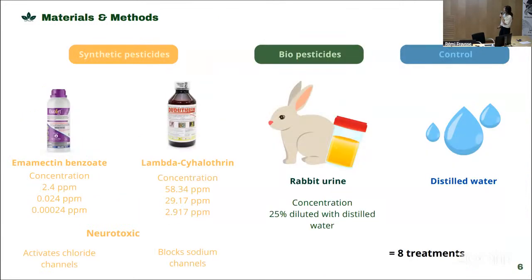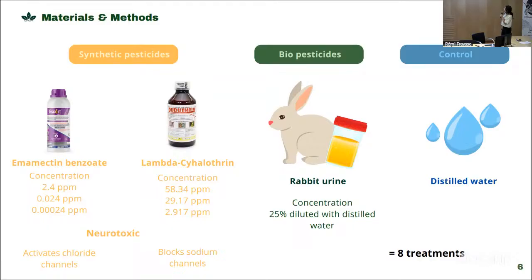And back in the lab, I ran some assays on pesticides. I used two synthetic pesticides commonly used in Kenya against fall armyworm. These are emamectin benzoate and lambda-cyhalothrin. I used them at 3 concentrations based on the manufacturer recommendation. They are both neurotoxic. One activates the chloride channels while the other one blocks the sodium channels.